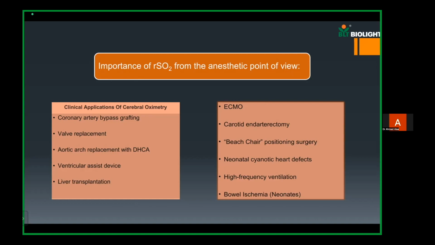So, what kind of operations require cerebral oximetry? In this slide, it's mainly major or long-standing procedures with major fluid shifts, as in coronary artery bypass grafting, CABG operation, valve replacement, aortic artery replacement with deep hypothermic circulatory arrest, liver transplant, ventricular assist devices, ECMO, carotid endarterectomy, beach chair position in shoulder arthroscopy, frontal neurosurgery, neonatal cyanotic heart disease, high frequency ventilation, or bowel ischemia.